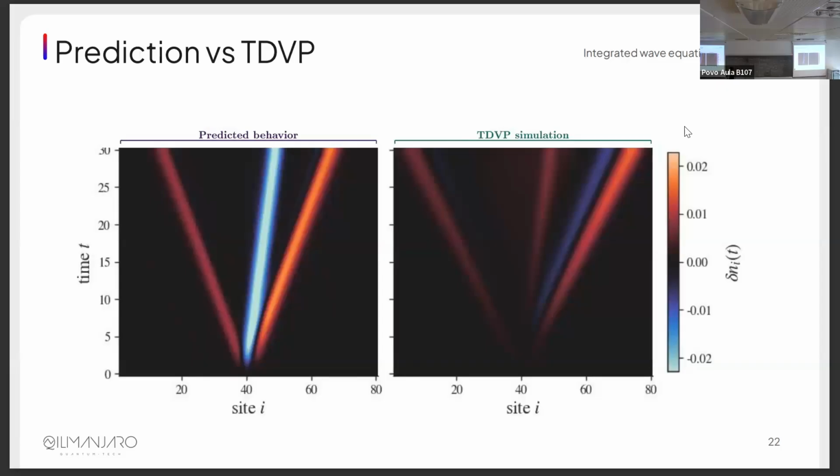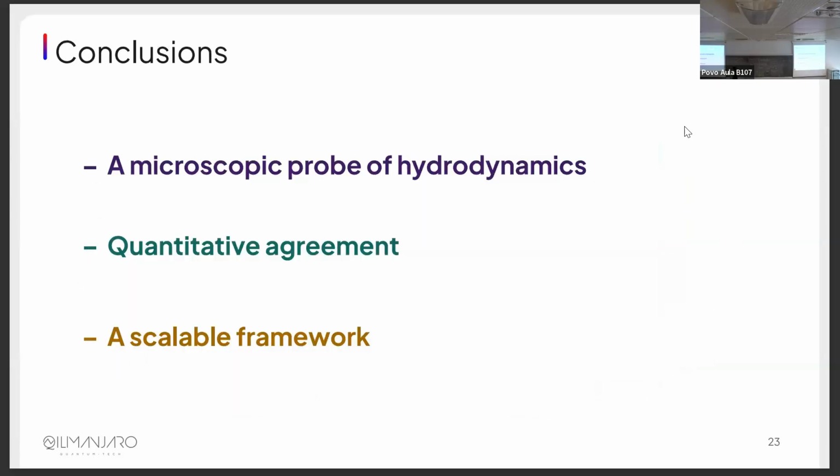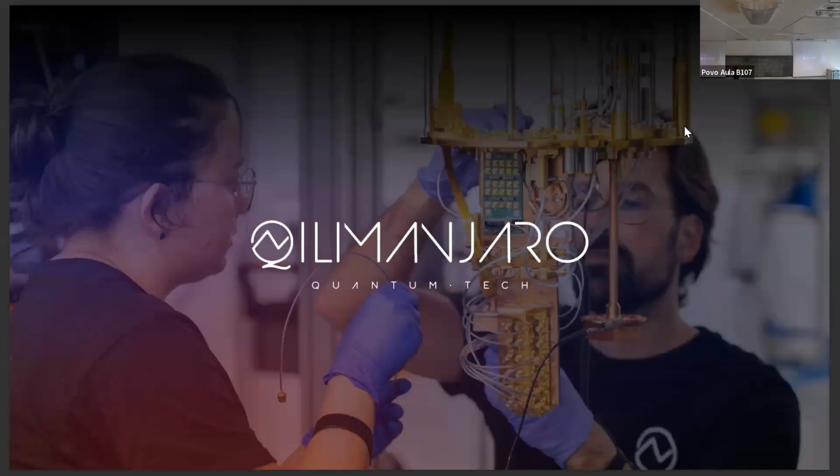And the last plot is the TDVP simulation and the predicted behavior, simulating the wave equation of motion using Bose-Hubbard, and we see that qualitatively we see the same behavior. So we have a microscopic proof of hydrodynamics in this model. We have a quantitative agreement, and with this tensor network approach, we can explain the simulation. Thank you.